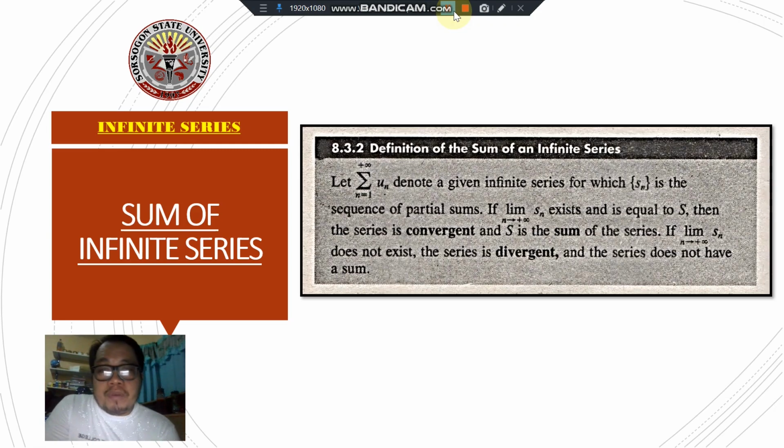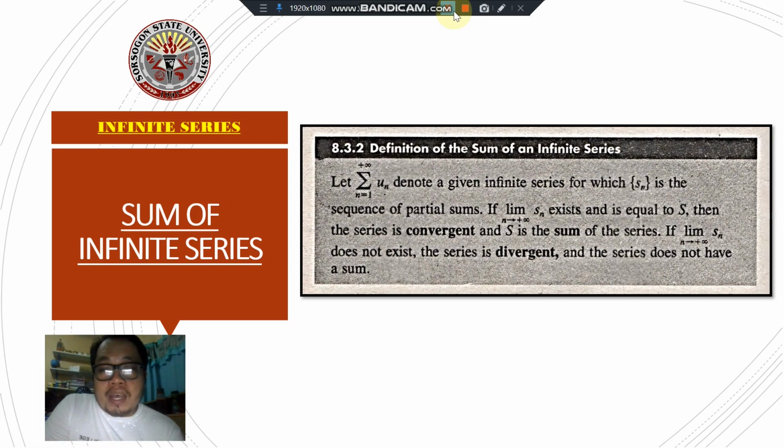Okay, so at this point, let's have the sum of infinite series. So here is the definition. Let the summation of u sub n, where n equals 1 to positive infinity, denote a given infinite series for which S sub n is the sequence of partial sums. Now, if the limit of S sub n as n approaches positive infinity exists and is equal to s, then the series is convergent, and s is the sum of the series.